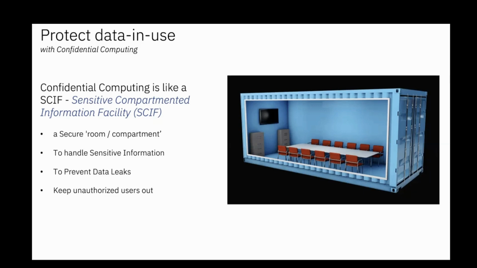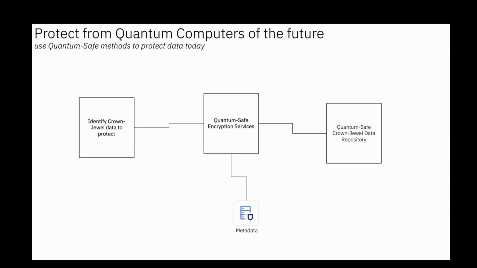And once you go inside the container, you are basically cut off from communications from the outside world. Your cell phones don't work inside. You are supposed to open all your top secret documents and everything inside this compartment and not outside, by design. So it's like a secure room or compartment to handle sensitive information, to prevent data leaks, and to keep unauthorized users out. So this analogy is what we'll use when we talk about confidential computing in the latter parts of this presentation.